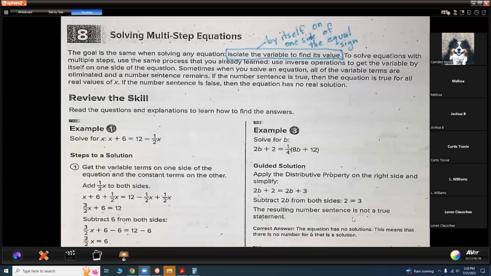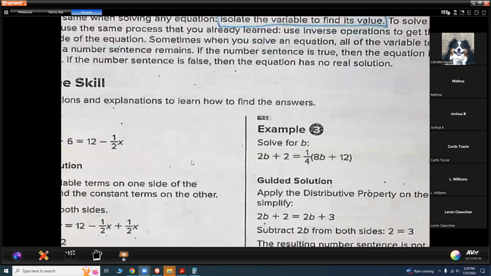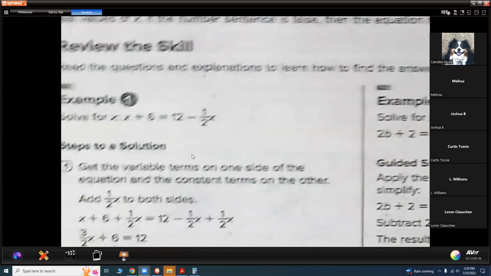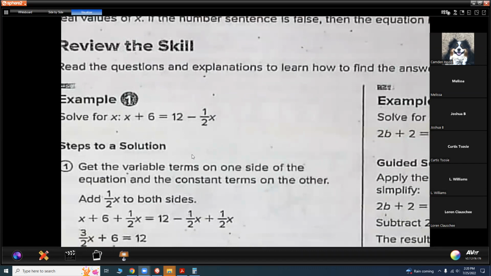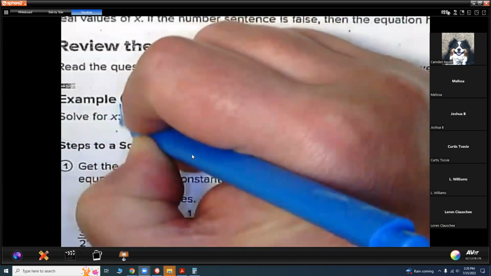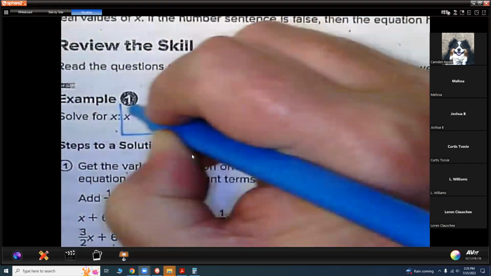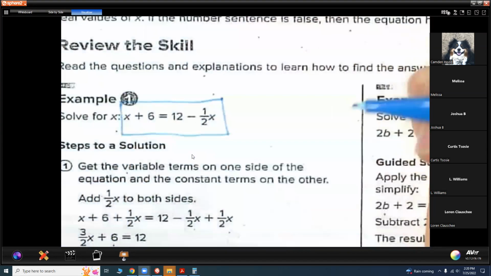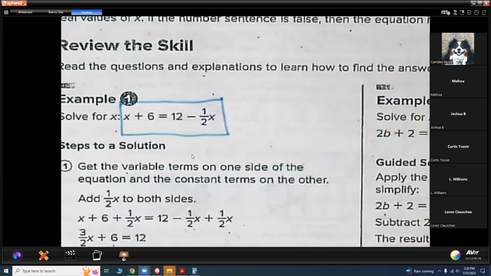Okay, so let's look at our example. Example number 1, we have an equation. Hopefully you guys can see this. I'm going to zoom in. Okay, so here's our equation: x plus 6 equals 12 minus 1/2 x. Now, if we look at this equation, how many terms are there in this equation?